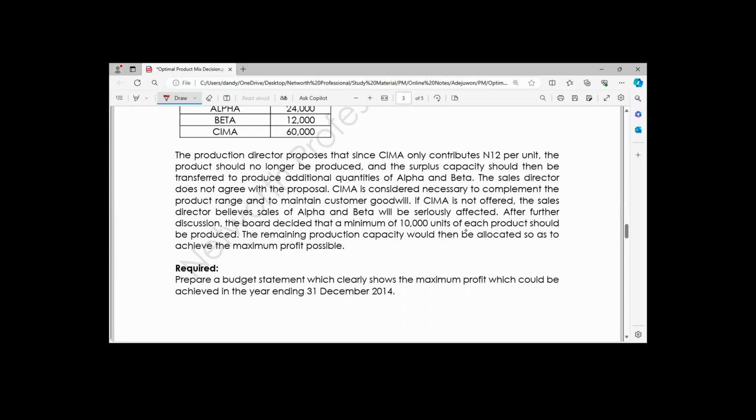The remaining production capacity will then be allocated so as to achieve the maximum profit possible. Required: prepare a budget statement which clearly shows the maximum profit which could be achieved in the year ended 31st December 2014.